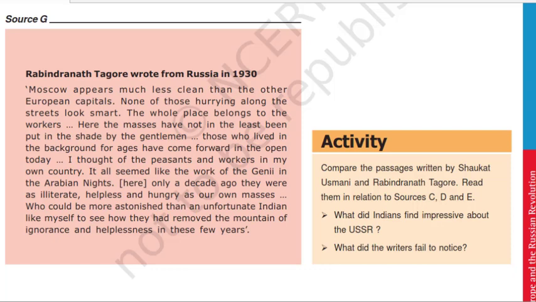Activity. Compare the passages written by Shaukat Usmani and Rabindranath Tagore. Read them in relation to sources C, D and E. What did Indians find impressive about the USSR? What did the writers fail to notice?